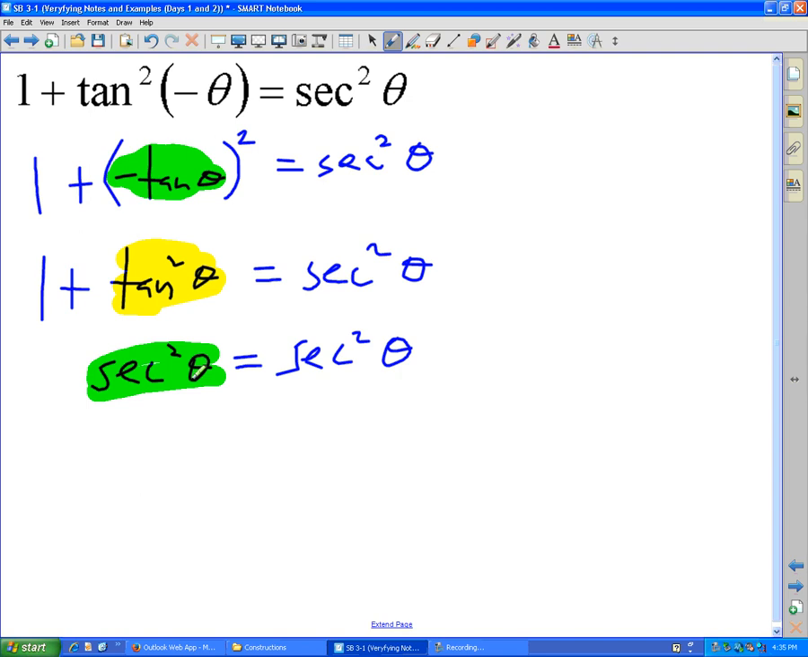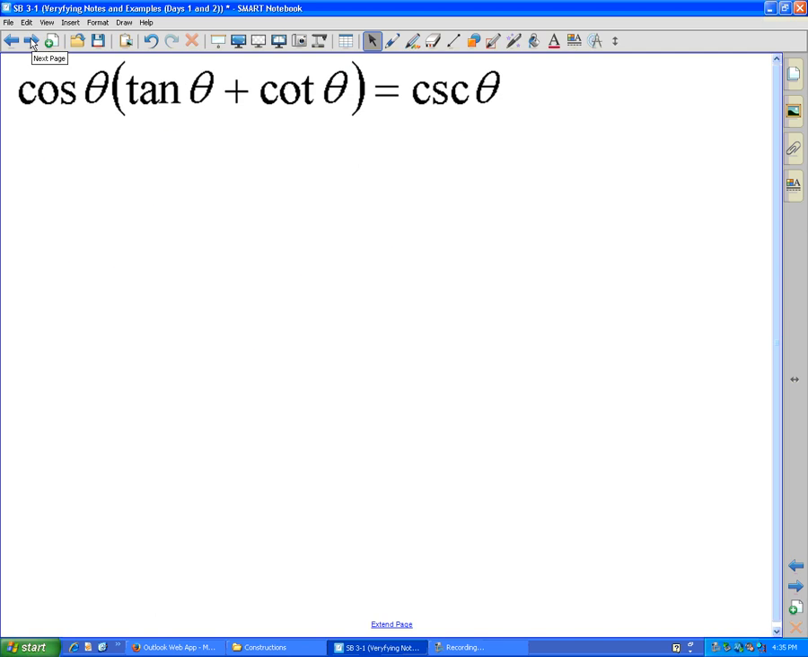So the one thing I will say is just try not to do too much at once. If you have an extra step in it, that's fine, but if you're missing a step, then you start losing points. So just be very conscientious about that. Let's look at our next example.